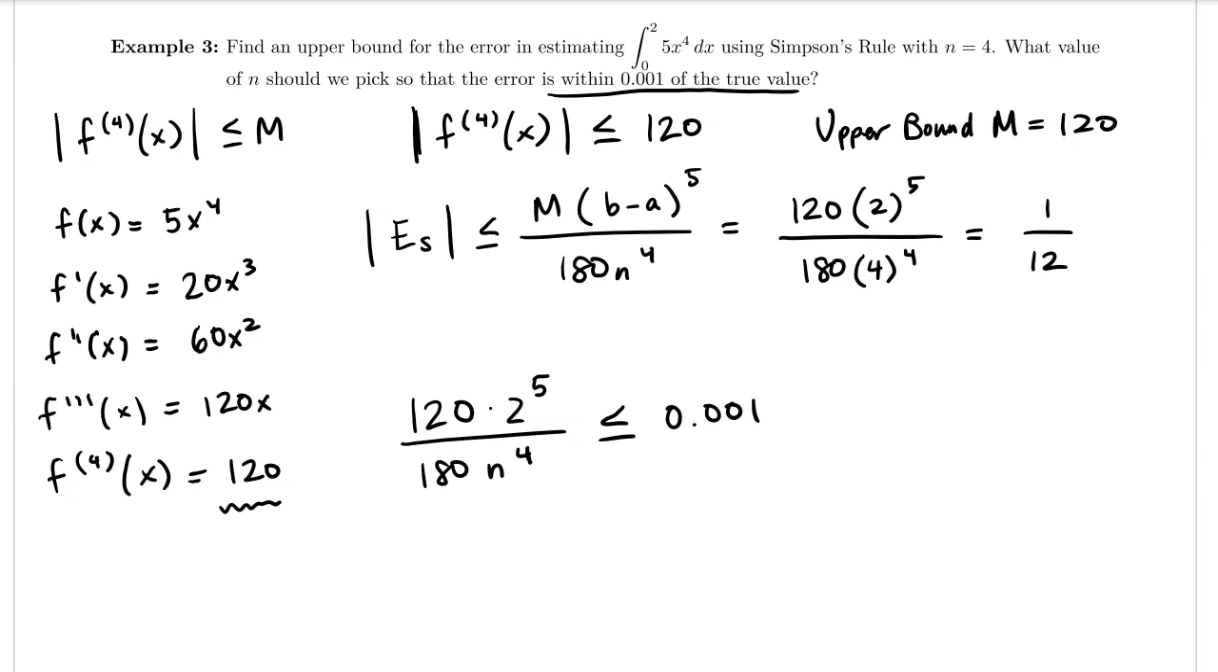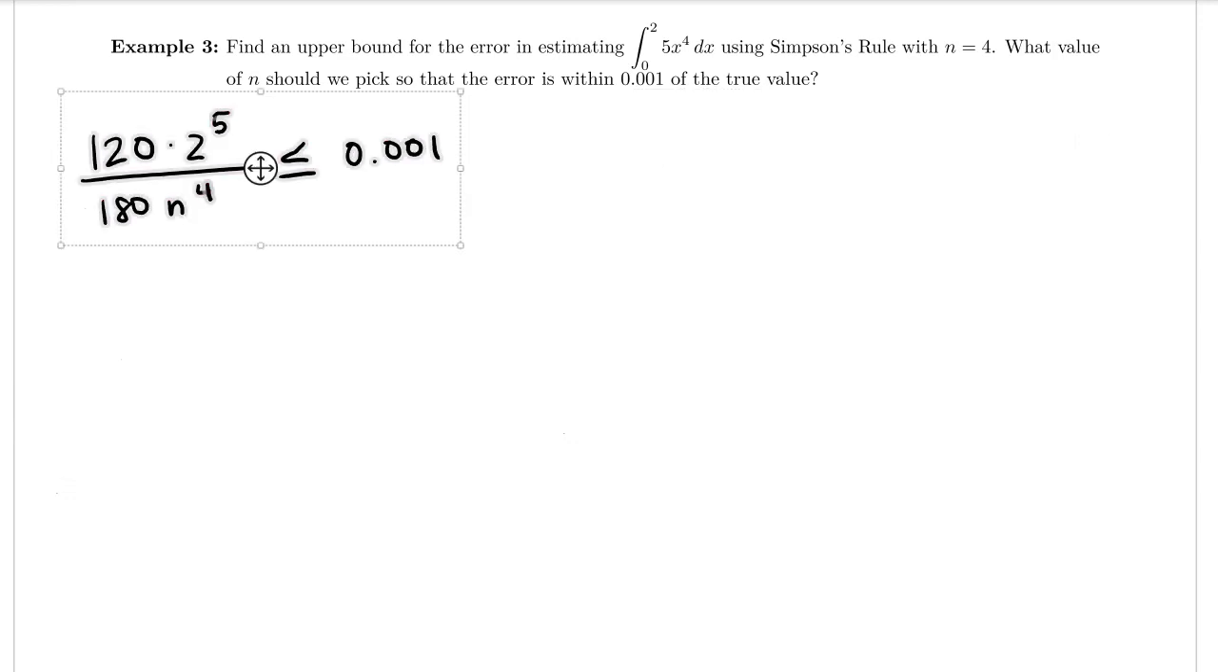I'm going to clean up the screen a little bit. Okay, so 120 divided by 180, I can divide both of those by 10, and then we have 12 over 18, which simplifies to 2 over 3. So then that would give us 2 to the 6th power over 3n to the 4th power is less than or equal to 0.001. And now we want to solve this inequality for n.